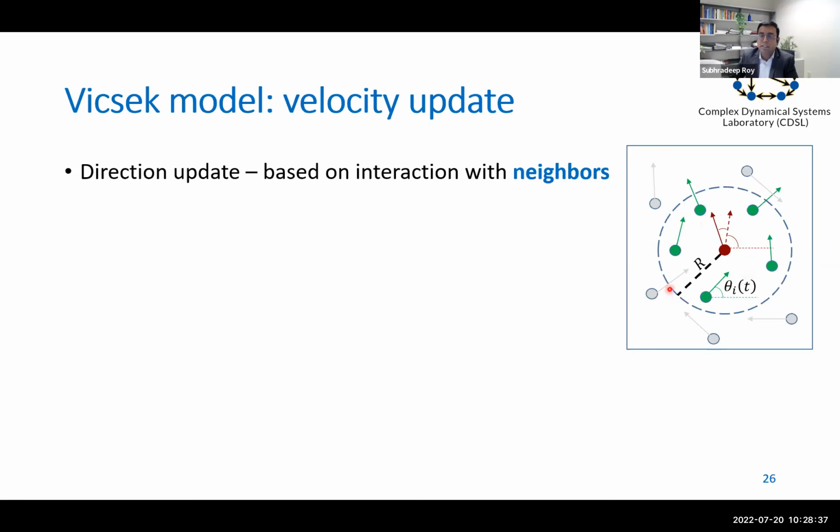This circular region is similar to its sensing region, within which it can sense the presence of particles, and beyond which it cannot sense the presence of particles. So these gray particles it cannot sense, so they are not its neighbors. Only the green particles are its neighbors. It's similar to field of vision, but in a circular region. So here is how the neighbors are defined.